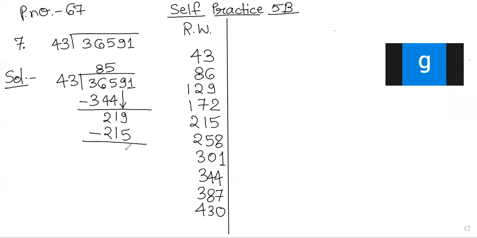Now subtract. 219 minus 215. Result is 4. 4 is smaller than 43. We cannot divide, so we will bring down 1. Now your number is 41. Again, it is not divisible by divisor because it is smaller than divisor. And there are no digits left in the dividend. So we will stop our division here. Now write quotient and remainder.